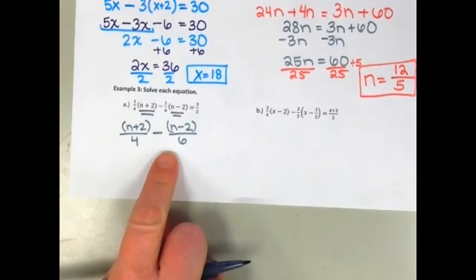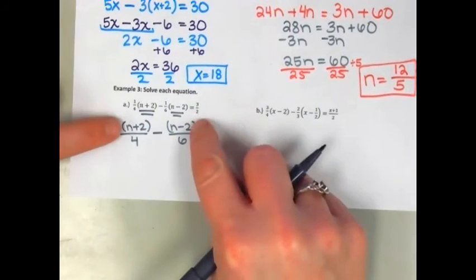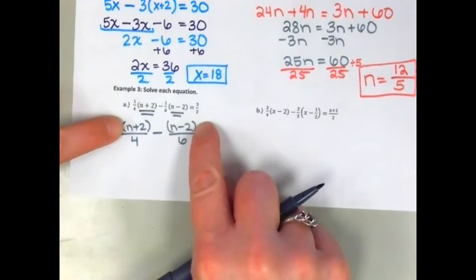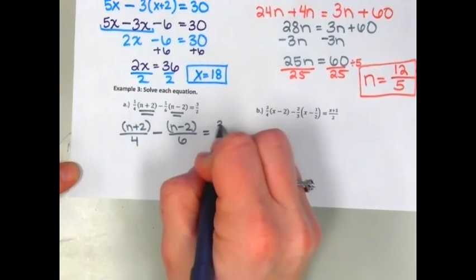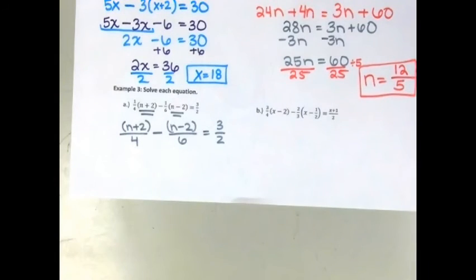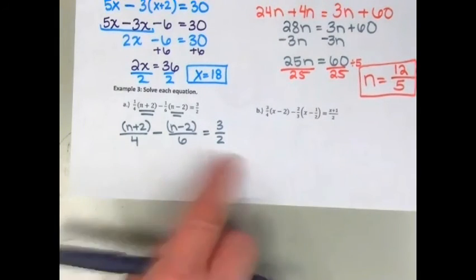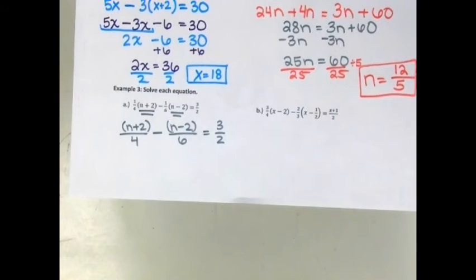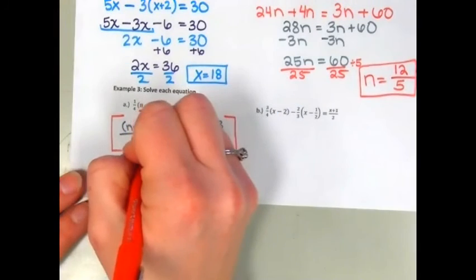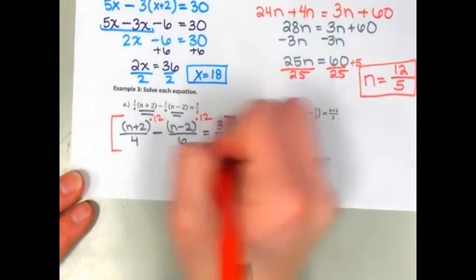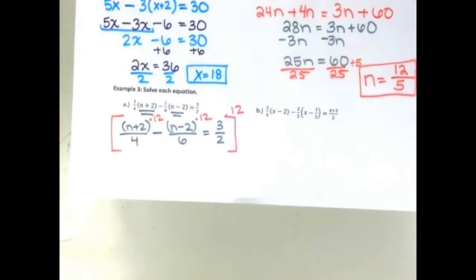Minus n minus 2 over 6, aren't those the same? So that's why when we multiply by the common denominator, we actually don't multiply yet to that n plus 2 or the n minus 2, okay? Equals 3 over 2. So we only simplify the denominators. So what is my common denominator between 4, 6, and 2? 12. Yeah, so let's multiply everything by 12. Can we do that? I think so. Let's do this one first.